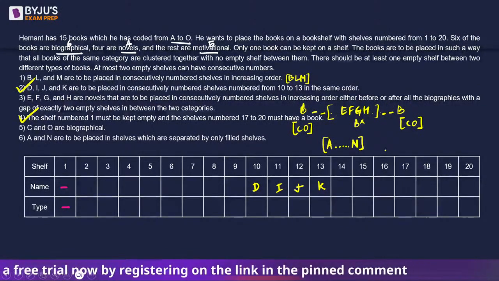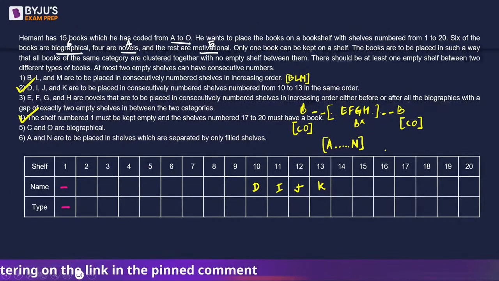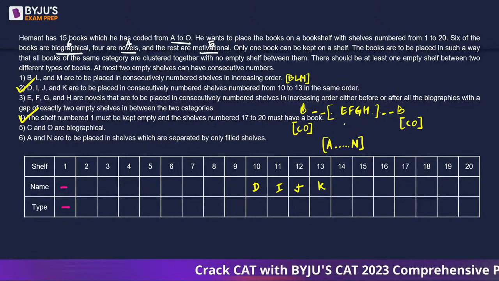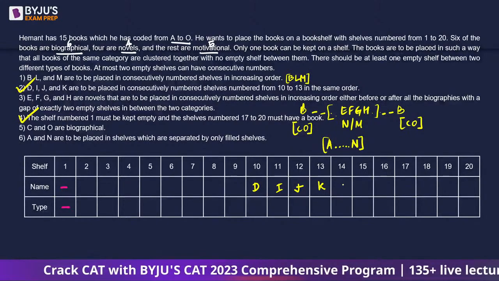So EFGH, what kind of book type can it be, right? So can we say EFGH cannot be biographical? If it cannot be biographical, it could be novel or a motivational. So these are the two possibilities. So let's say this is either a novel or a motivational group.